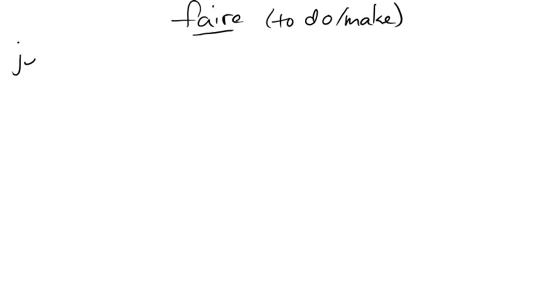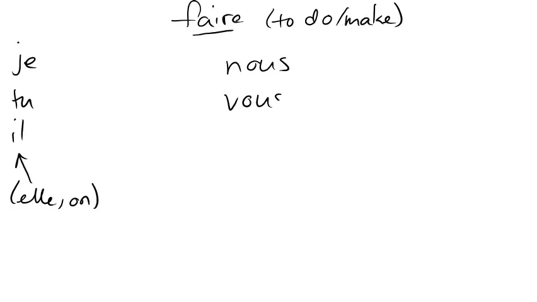So let's start off with je, tu, il. Remember, of course, elle and on are conjugated the same way. Nous, vous, and ils, which is also elles. Same as that. All right, so with this one, if you remember the one for avoir, or if you think about the er, the ir verbs, it will kind of help you as you look through this pattern.